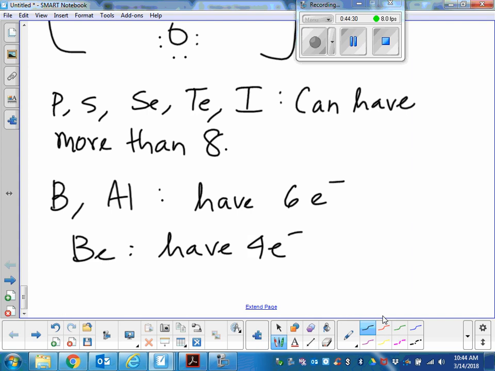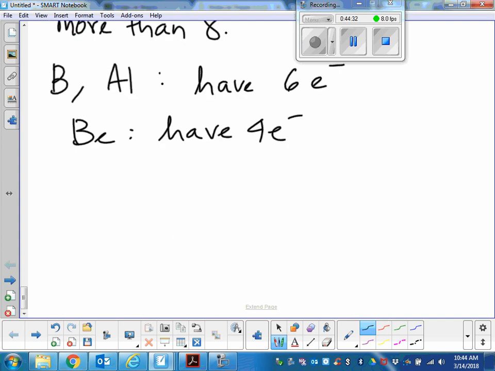So here is an example of a compound, phosphorus pentachloride. If you count the number of valence electrons, phosphorus is 5, each chlorine is 7, 7 times 5 is 35, so my total number of electrons is 40. I have to account for 40 electrons.